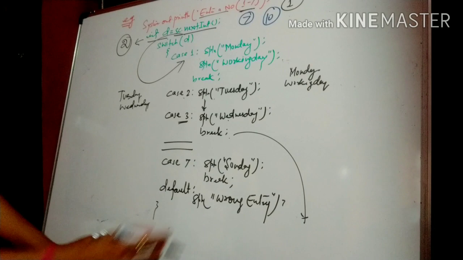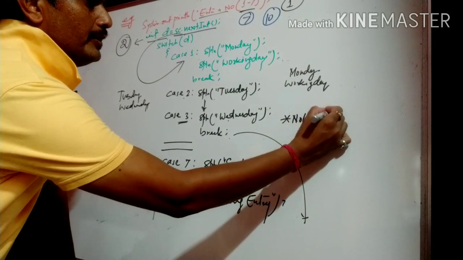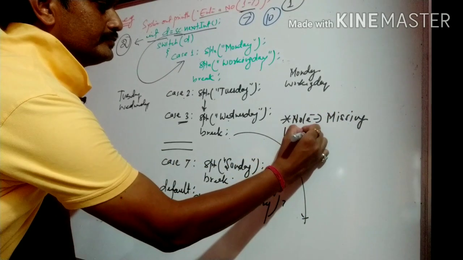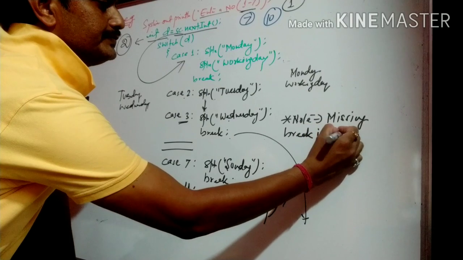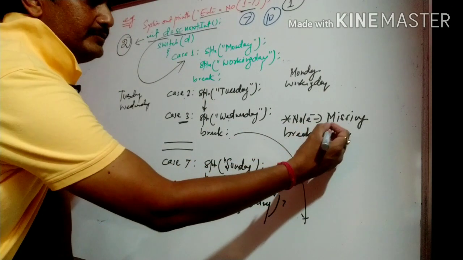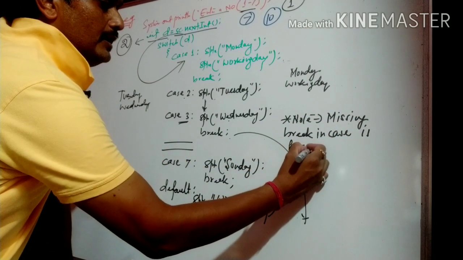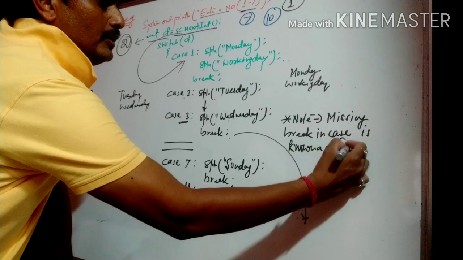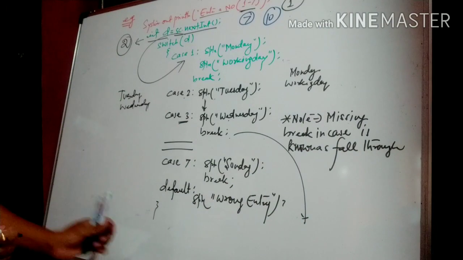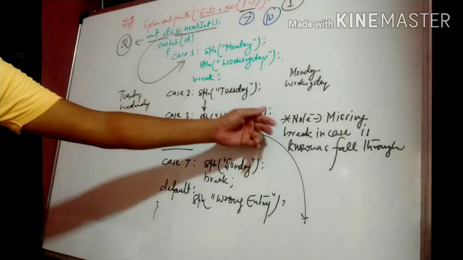So here is a note: missing break in any case, missing break in switch or in case, is known as fall through. This is a 2 marks question. What is fall through? Missing break in any case is known as fall through.